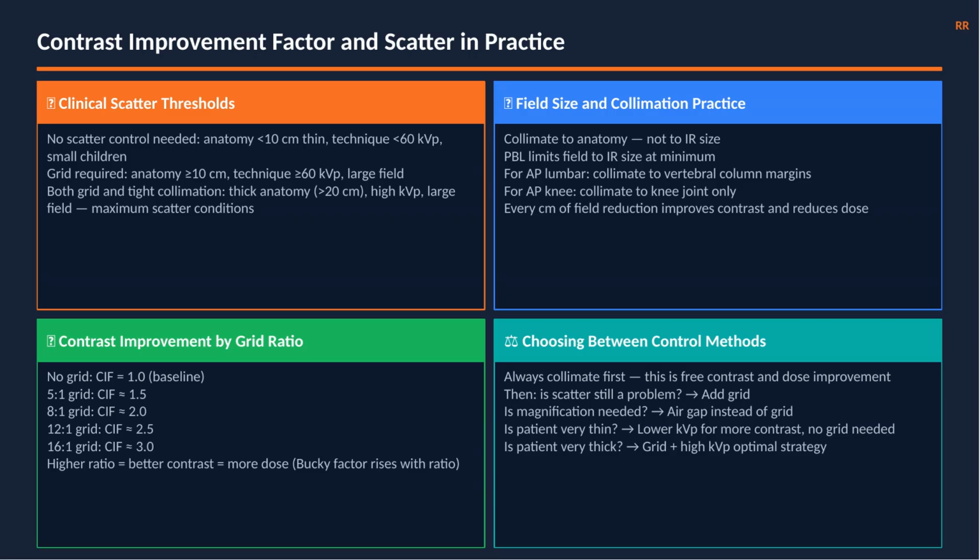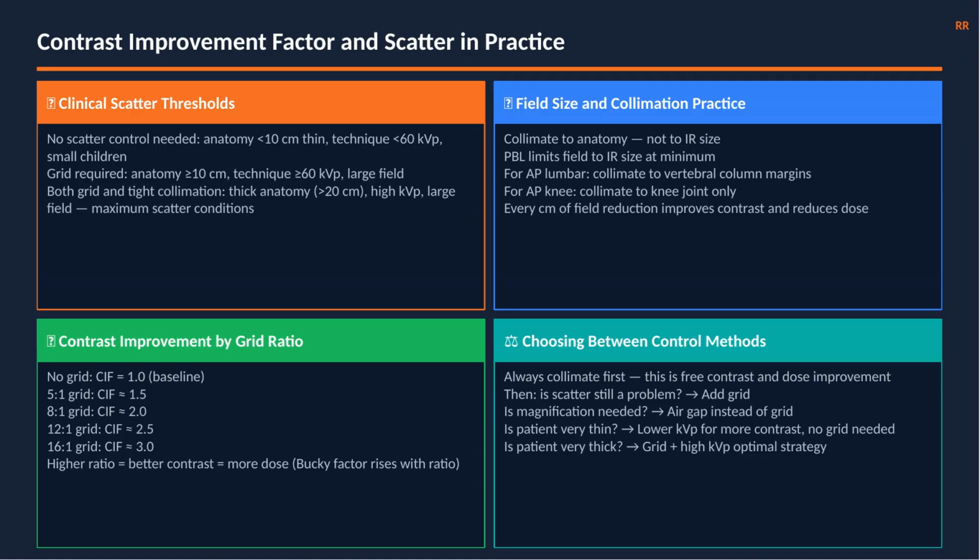Grid required: anatomy at or above 10 centimeters, technique at or above 60 kVp, or large field size. These are the ARRT thresholds. Know them. Both grid and tight collimation: the combination for maximum scatter conditions. Large adult, high kVp, large field. This is your thick abdomen, your barium study, your interventional case.